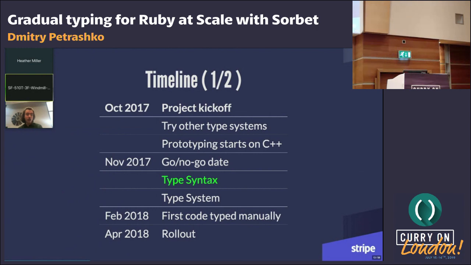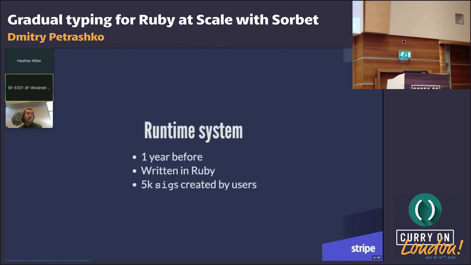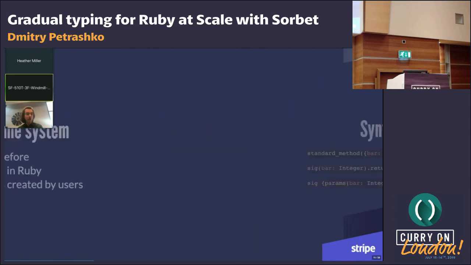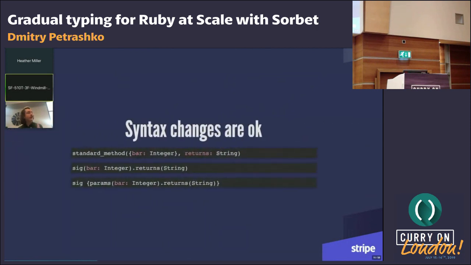Before we go into the type system syntax, it's important to know that Stripe already had a runtime type system a year before we started working on a static one. It was a way to indicate that your method will be taking some values and what you want those values to be. It's kind of similar to contracts. It was written in Ruby and had around 5,000 methods typed, which were the most critical methods. The original type system used the first syntax on the slide, which is standard method, where you indicated that if you're taking an argument called bar, it has type integer, and you're returning a string.